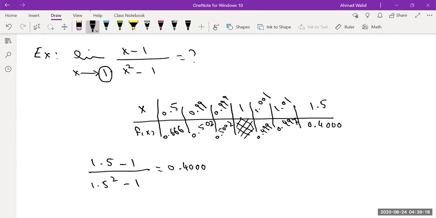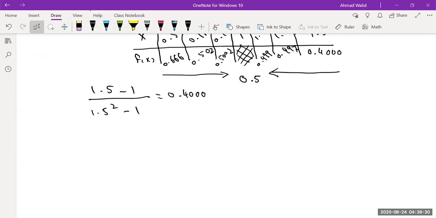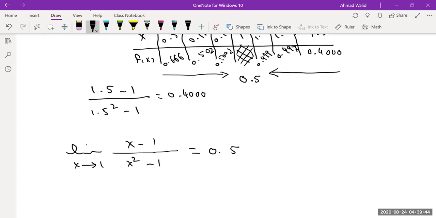0.499 is also really, really close to which number? To 0.5. From the right side, 0.5. From the left side, 0.5. Then the answer for this problem is the limit as x approaching 1 of x minus 1 over x squared minus 1 is equal to what? To 0.5.